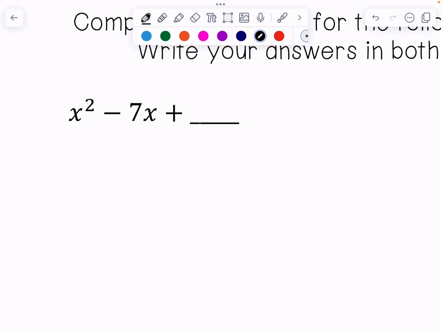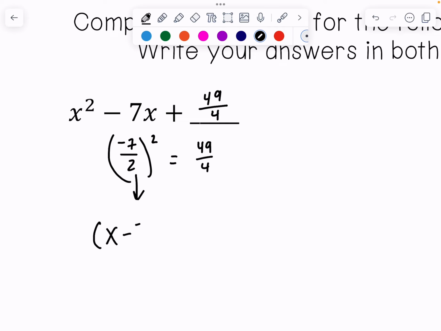So same idea. For this blank, the first thing I need to do is I need to take my b term, which is -7, divide it by 2, and square it. I'm going to ask myself, does this simplify? And it doesn't really. So when I'm squaring a fraction, you actually square the top and the bottom. So 7 squared here is 49. 2 squared is 4. So that's what I'm going to add to my blank. This is then what goes in my parentheses for my factor form, x minus 7/2 squared.